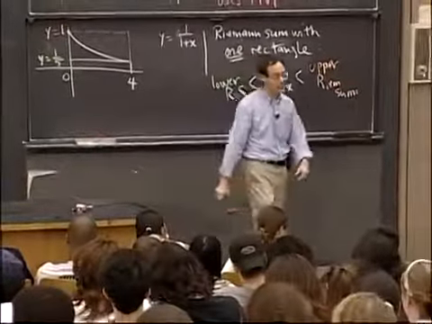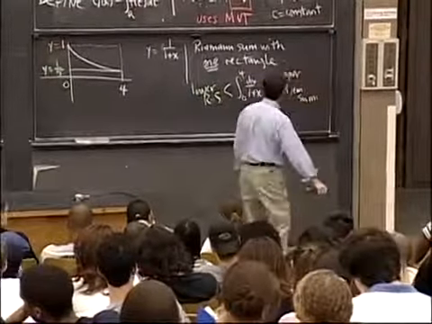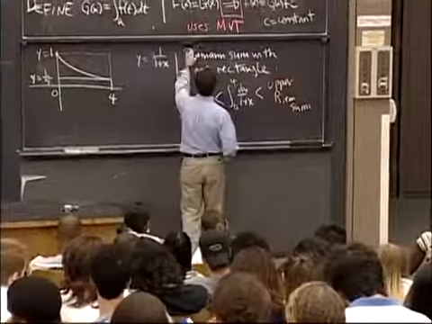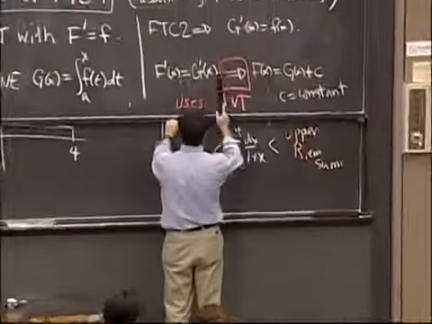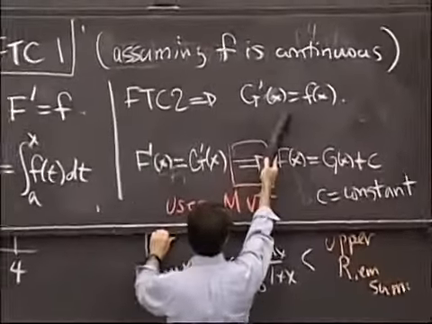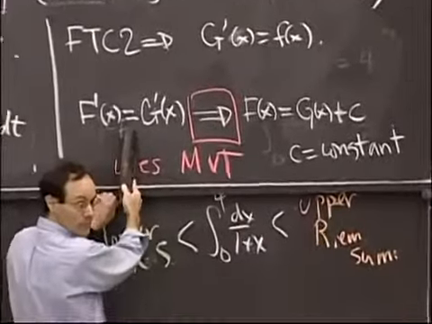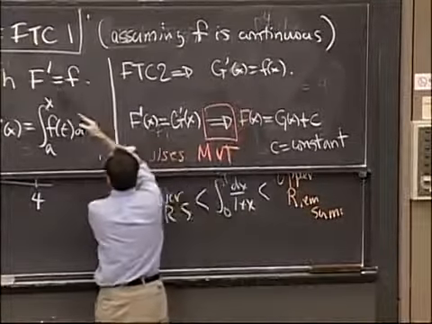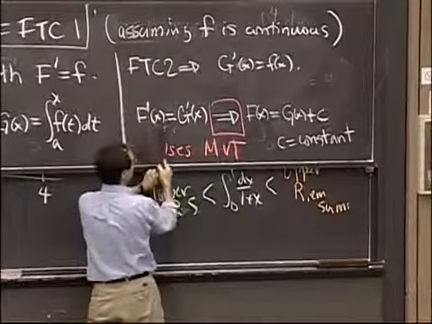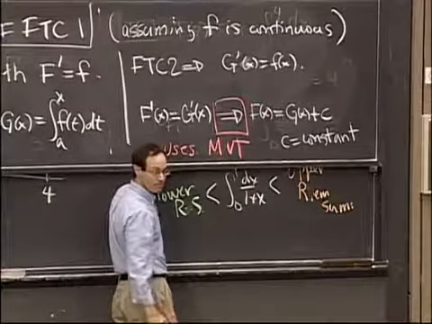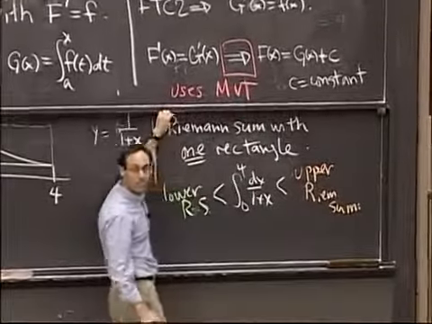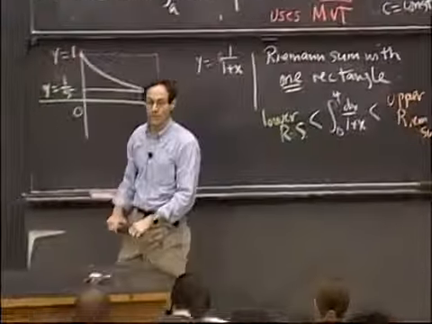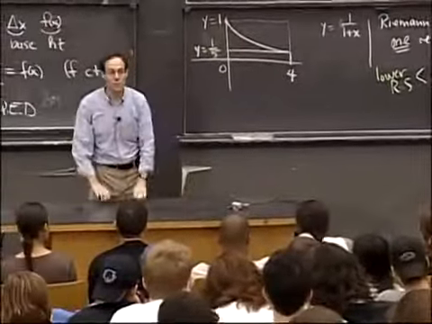Yes? The question is, how did I get from the fundamental theorem to f prime of x equals g prime? And the answer is that if g prime is little f, and we also know that f prime is little f, then f prime is g prime. Okay? Other questions?